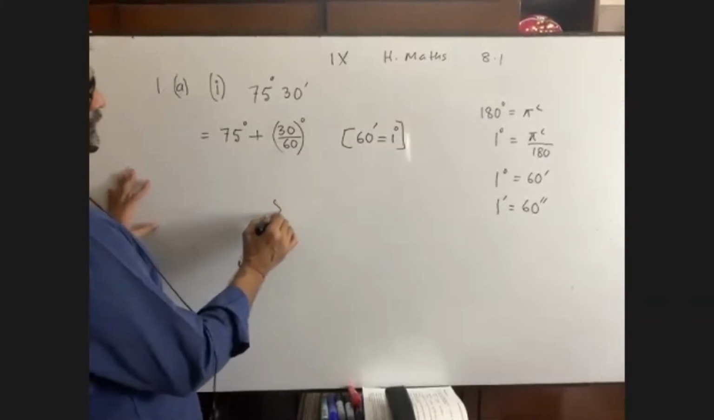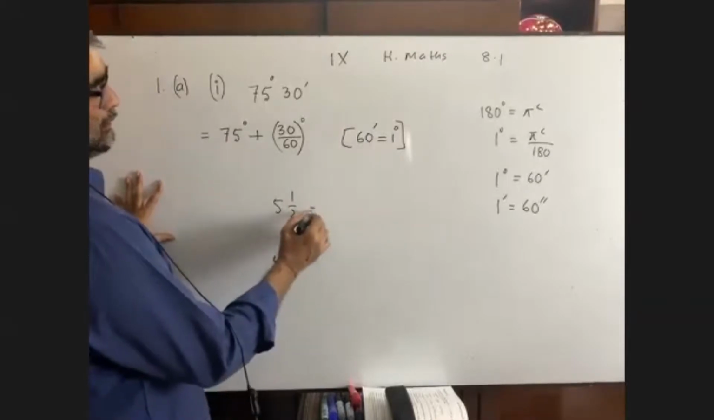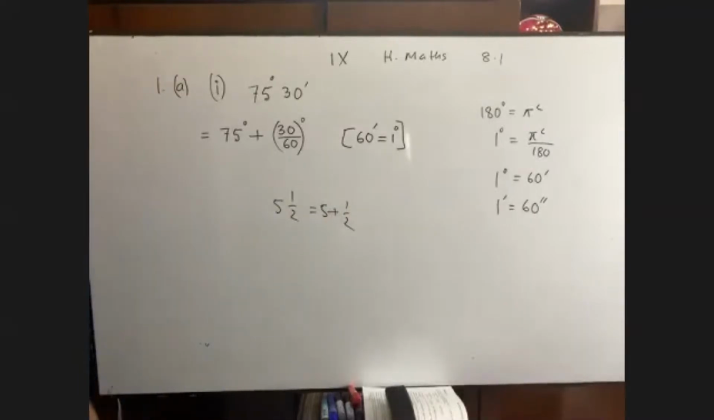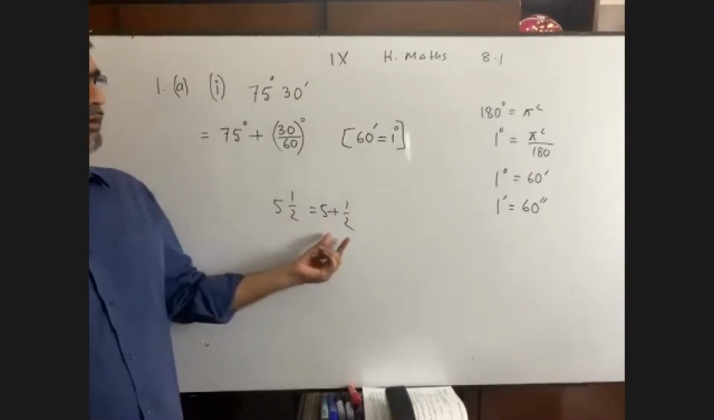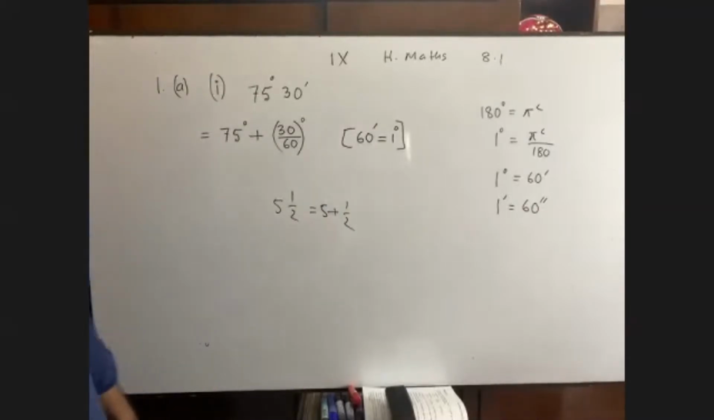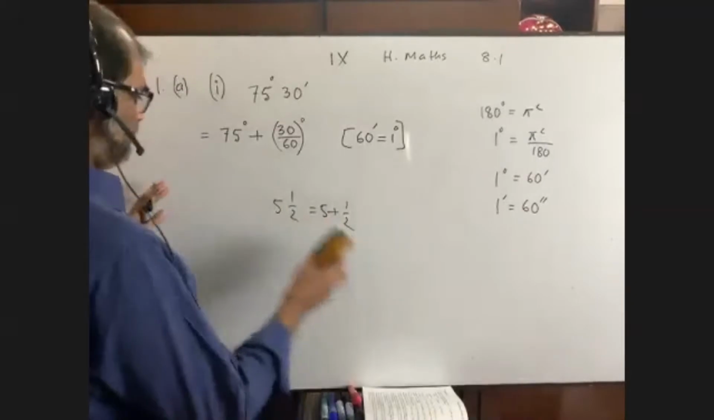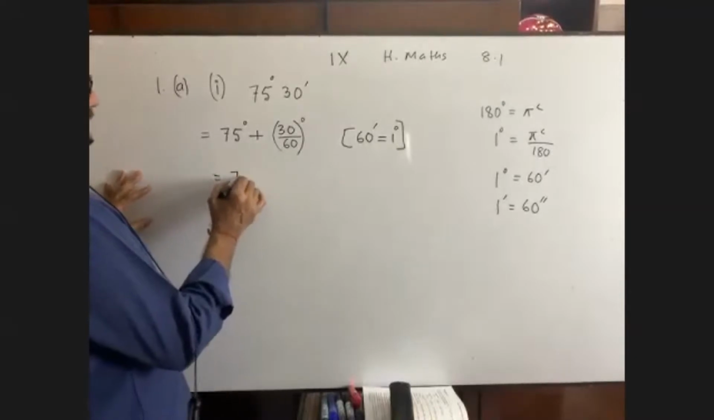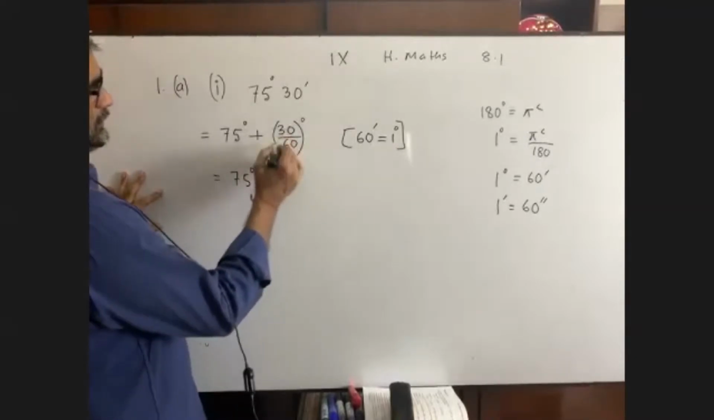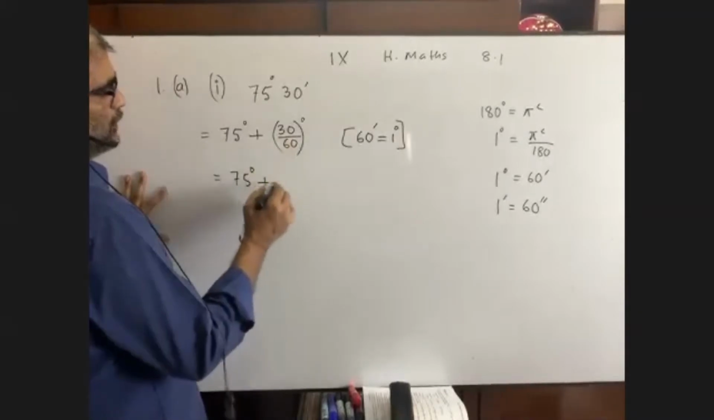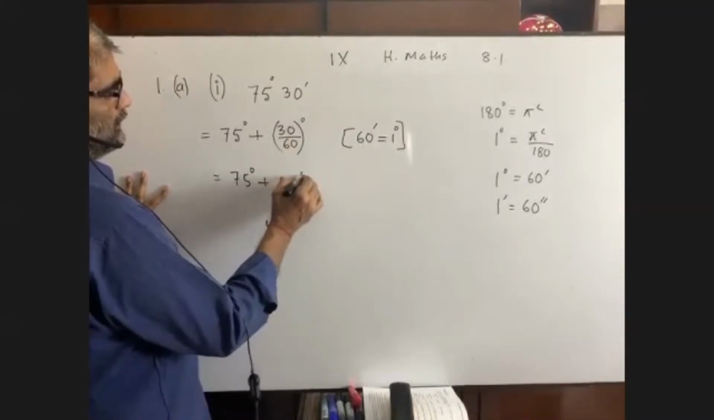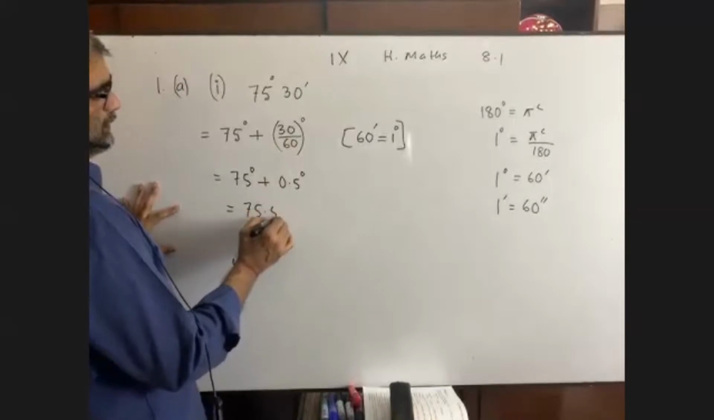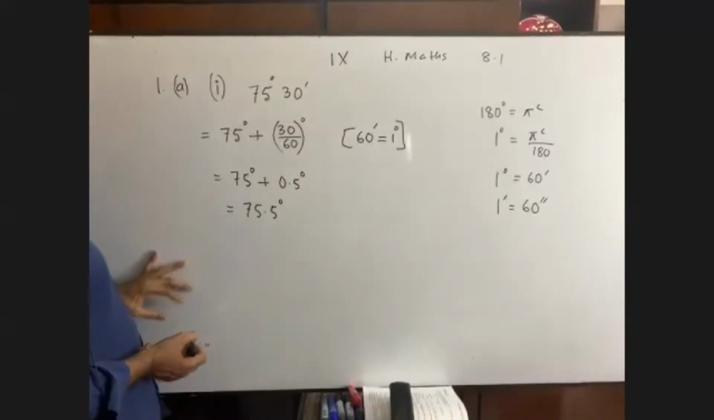You see, 5.5 can be written 5 plus half, right? If you get 11 by 2, if you get the LCM here, you'll also get 11 by 2. So here we get 75 degree plus, if we go for cancelling, we'll get 0.5 degree, right? That means 75.5 degree. 1 degree equals to what?